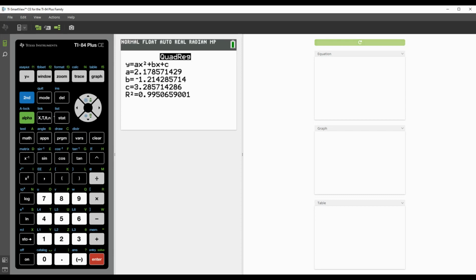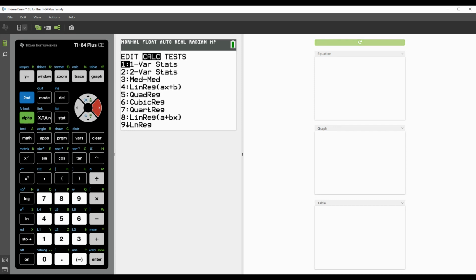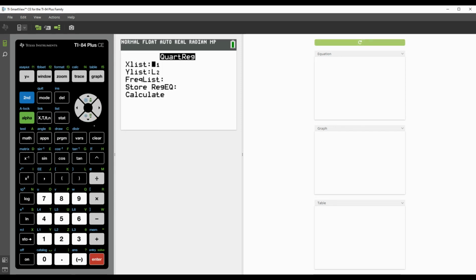But I do want to also check Quartic. So back to stat, back to calculate. Now I'm going to do a Quartic regression and see if it comes out better. And if it doesn't, then I'll go back to cubic or back to quadratic. Enter. Ooh, 0.997, just a tiny bit better.